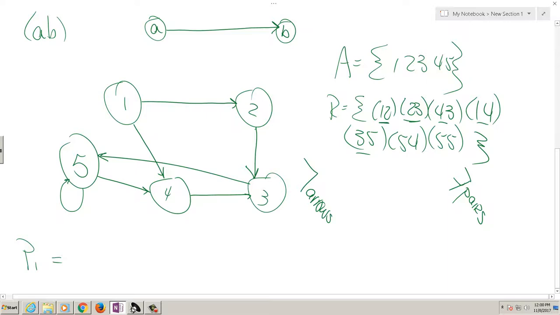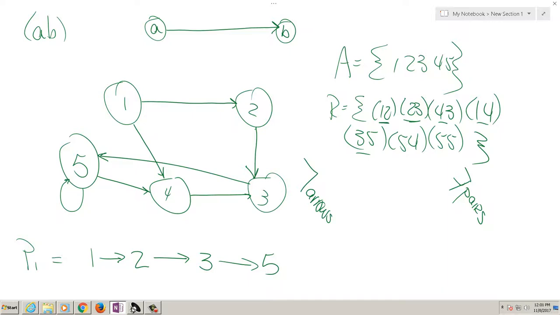If I started at the first node, there is an arrow from the first node to the second node, correct? And then there is an arrow from the second node to the third node, and I see there's also an arrow from the third node to the fifth node. That is one particular path. It would be written as 1 to 2 to 3 to 5. I can see it going 1 to 2 to 3 to 5 if I just follow the directions of an arrow. That is one of the paths through this particular digraph.